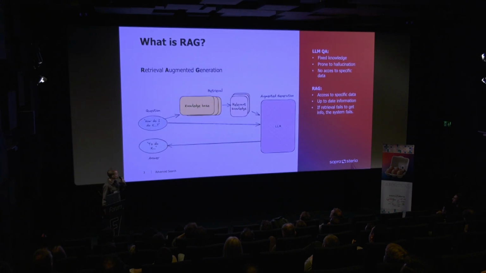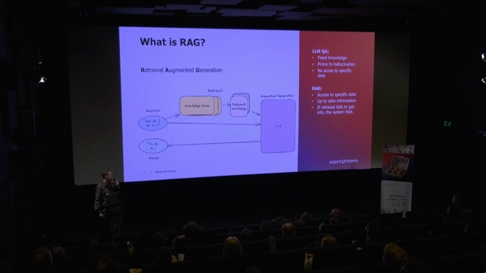So let's start at the basics a little bit. What is RAG? So basically it's often set off against just question answering with a large language model. So here are two flows. One is question, LLM, answer. The other one is question, information retrieval, LLM, answer. So you can do either one, but doing regular LLM QA has a few problems.